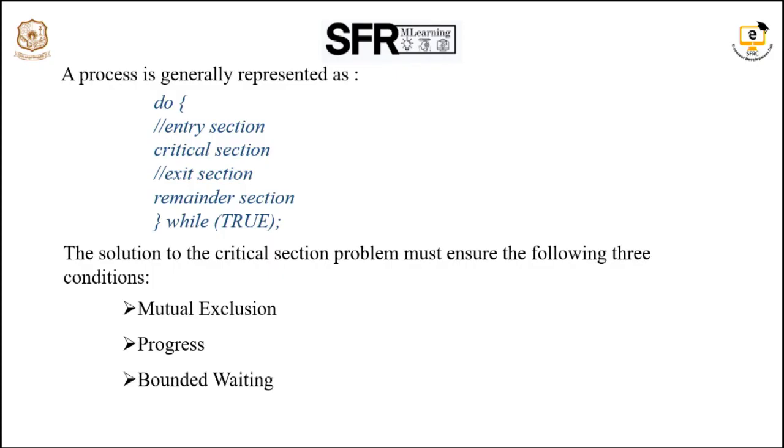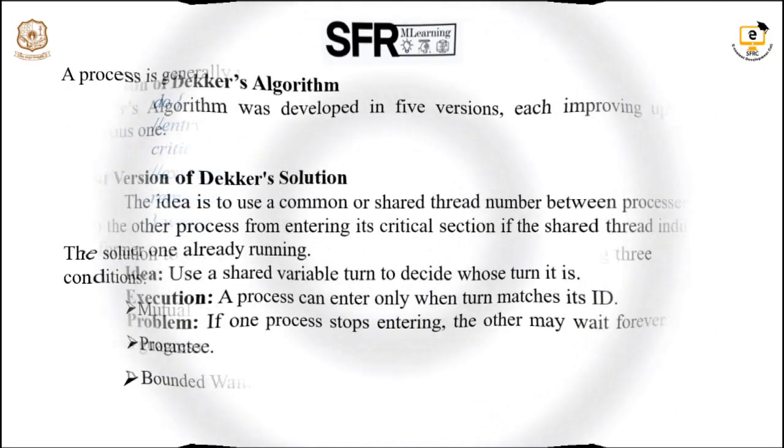First in the coding, we have a do loop, and we go to the entry section, and next move on to the critical section, and finally move to the exit section and the remainder section, where the while condition is true, otherwise the remainder section will not be executed. The solution to the critical section problem must ensure three conditions: one is mutual exclusion, another is progress, and the third is bounded waiting.